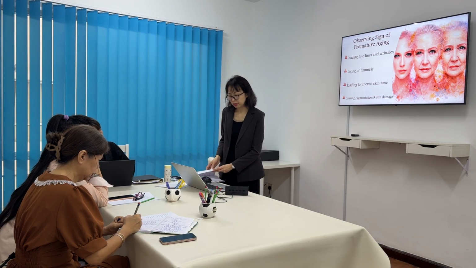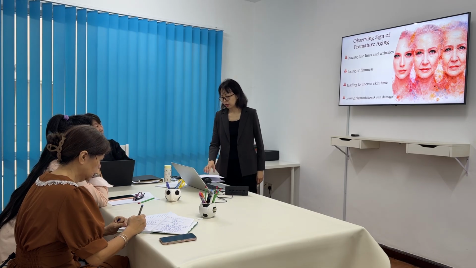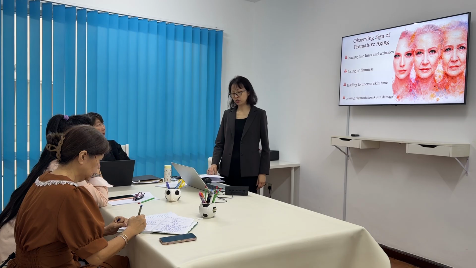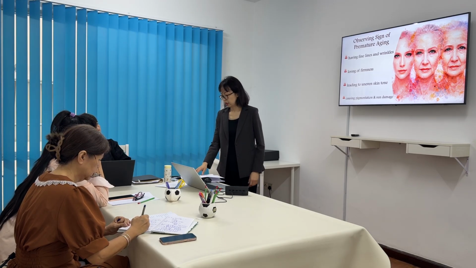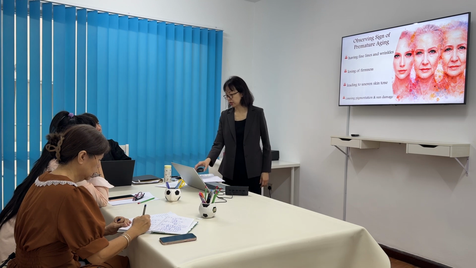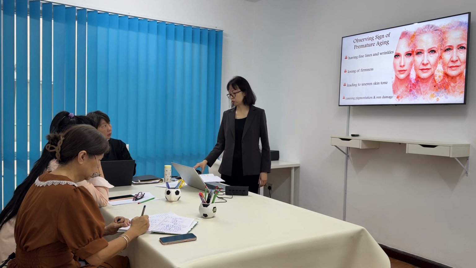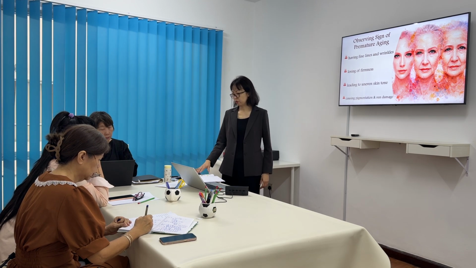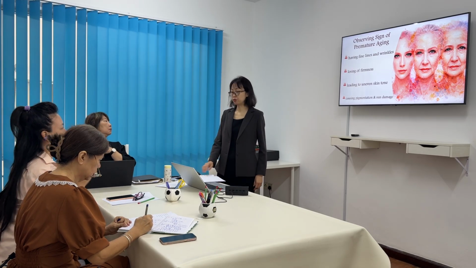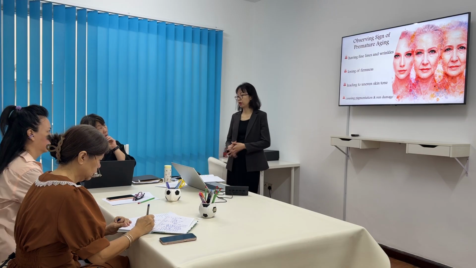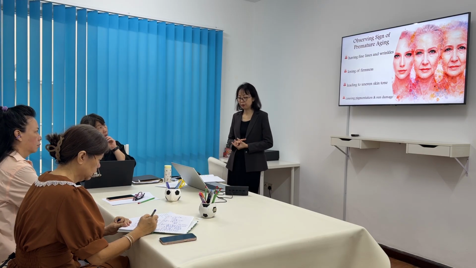Okay, let's come to the observing signs of premature aging. Now the key idea here is we want to catch aging before it becomes obvious. If we see clear signs of aging already appearing in the 30s to 50s age range, very often it's not only genetics. It's usually because the skin has been treated incorrectly or not analyzed properly over time.